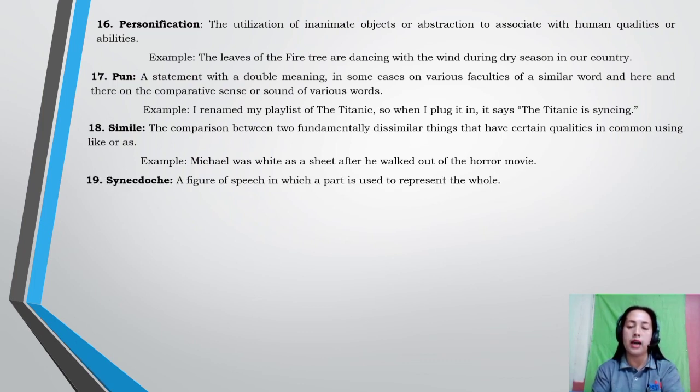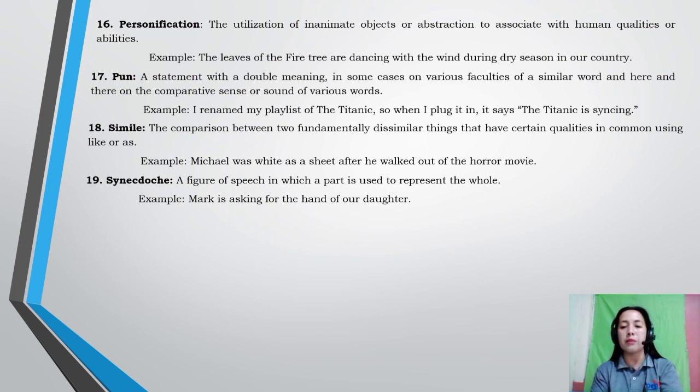Next, 19, we have synecdoche. Okay, a figure of speech in which a part is used to represent the whole. One part of a thing, you use to represent everything, to represent the whole of it. So that is synecdoche. Example, Mark is asking for the hand of our daughter. Is it only the hand he is asking for? Oh, when you are asking, he is asking for the hand of my daughter. Is it only the hand he is asking for? No. It is representing his daughter. Right? It represents a person. Okay, for example, two heads are better than one. Is it only the head? No. These are two persons. What else? They are living on the same roof. Okay, only the roof is used, part of a house, but it represents the house. So it uses parts for the whole.